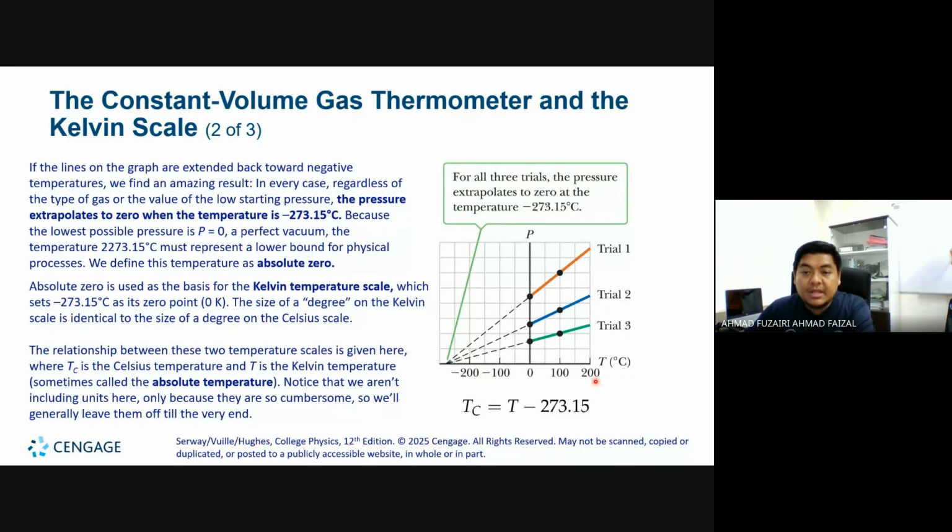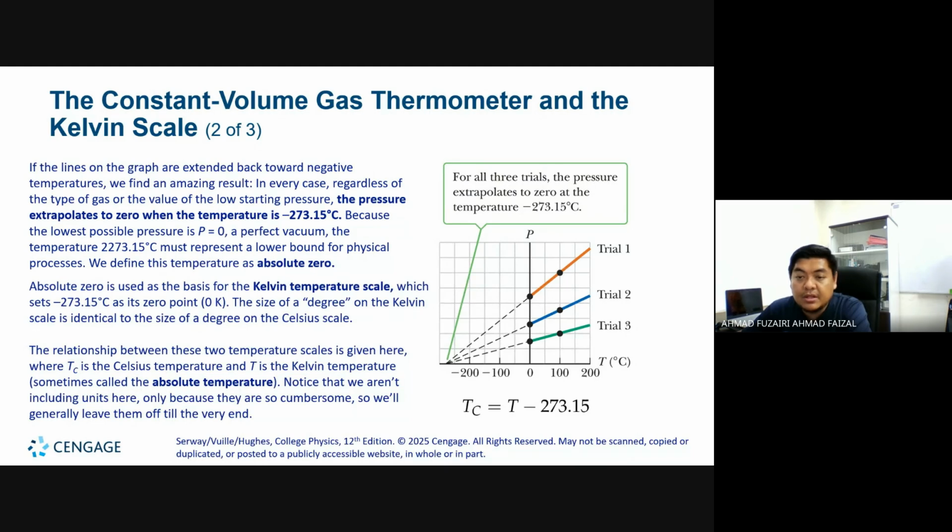So it states that if the line of the graph is extended back towards the negative temperature, we find an amazing result. In every case, regardless of the type of the gas, the value of the low starting pressure, the pressure extrapolates to zero when the temperature is at negative 273.15. Because the lowest possible pressure is when pressure equals zero, a perfect vacuum, the temperature is negative 273.15 degrees Celsius.